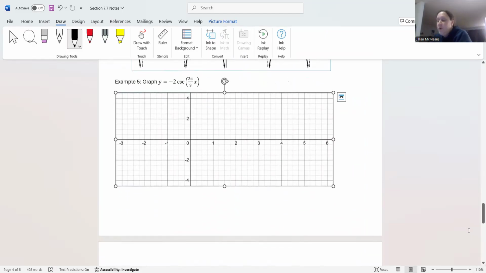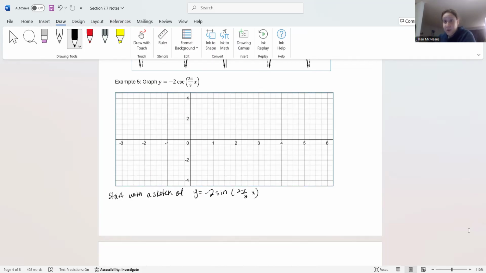So if we need to graph y equals -2 cosecant of 2 pi over 3 x, what we actually want to do is start with a sketch of y equals -2 sine of 2 pi over 3 x. So we're going to graph this right here, replacing cosecant with sine just as a dotted line, and then we can fill in the curves for cosecant.